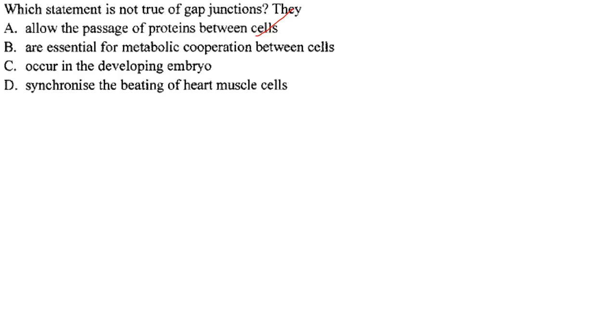They allow the passage of proteins between cells. So molecules like inorganic salts, sugars, amino acids, nucleotides and vitamins, but not large molecules such as proteins or nucleic acids, are allowed by the gap junction.